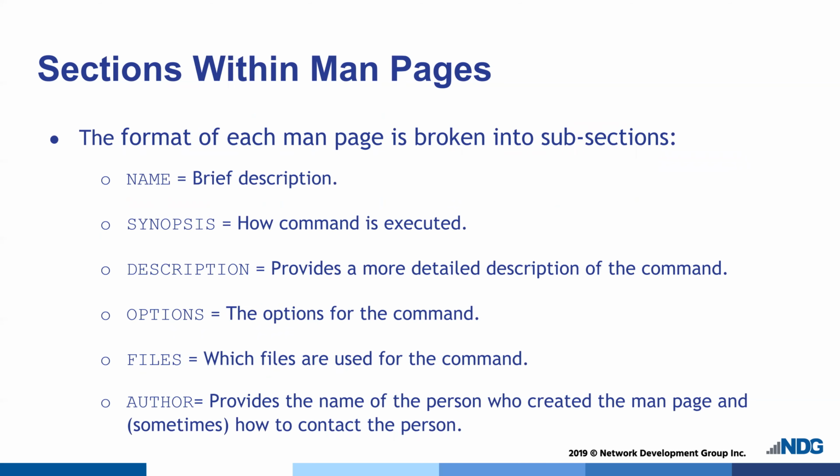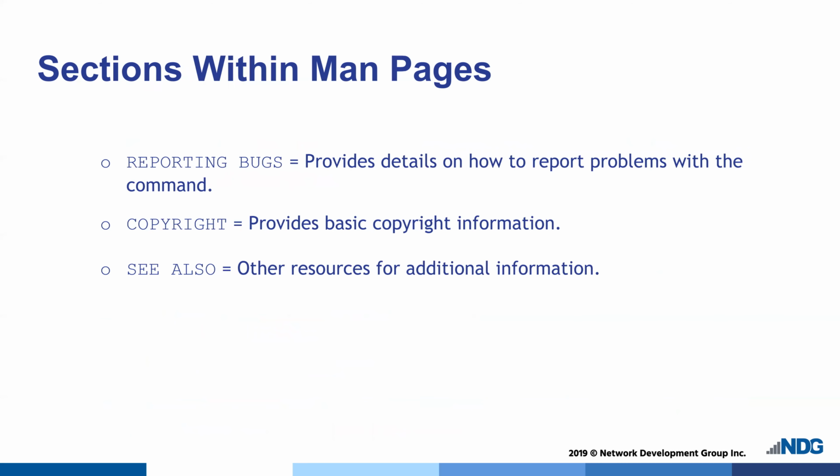The format of each man page is always broken into subsections. So you always have the name, a synopsis, a description, options, files, and the author. You'll also have reporting bugs, copyright, and see also.